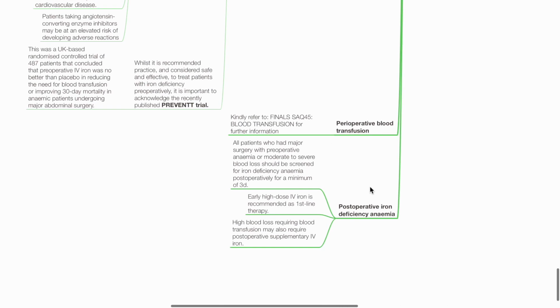Post-op IDA. All patients who had major surgery with pre-op anemia or moderate to severe blood loss should be screened for IDA post-op for a minimum of 3 days. Early high-dose IV iron is recommended as first-line therapy. High blood loss requiring blood transfusion may also require post-op supplementary IV iron.